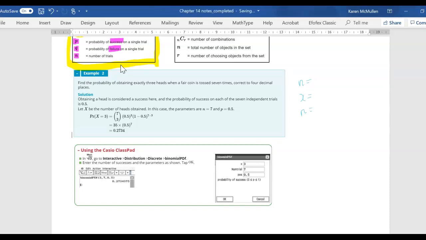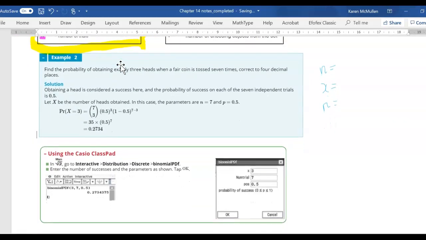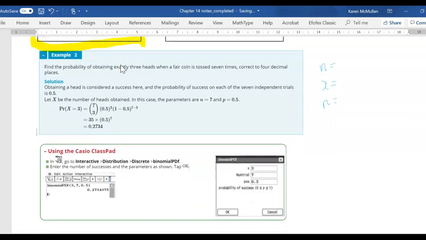And you can see the calculator down the bottom, and it's a little bit small, so I might just make it a bit bigger. You can see on the calculator screen here, it's asking for x. It doesn't say n, but it says number of trials. So n is the number of trials. And POS, probability of success, so p. So those 3 things you put into your calculator.